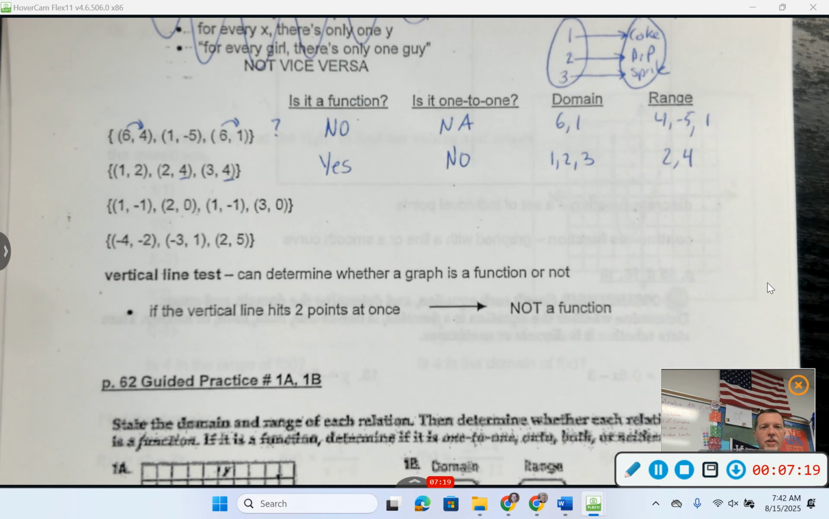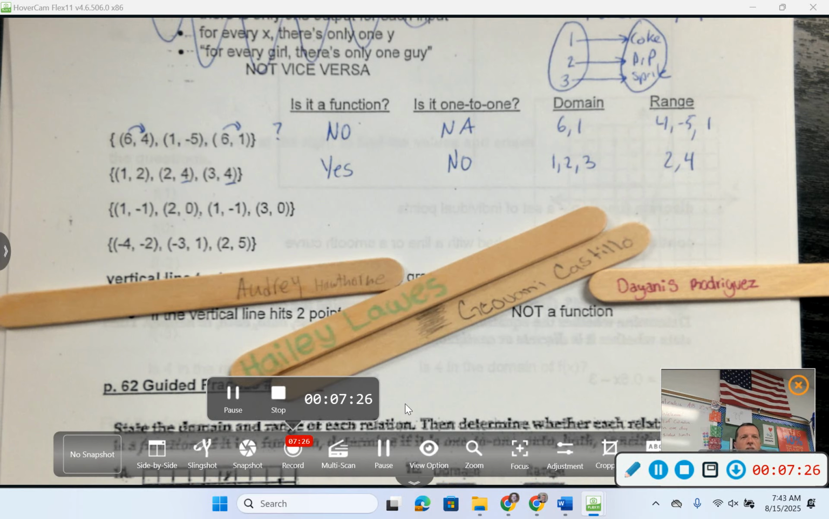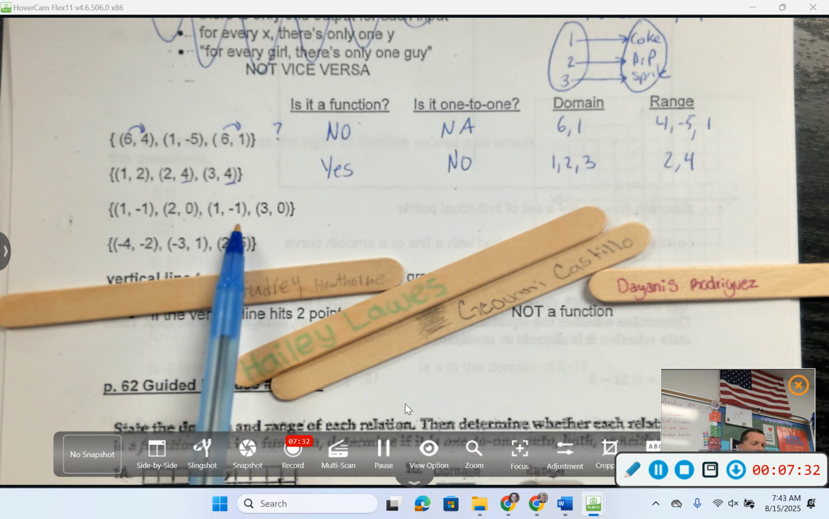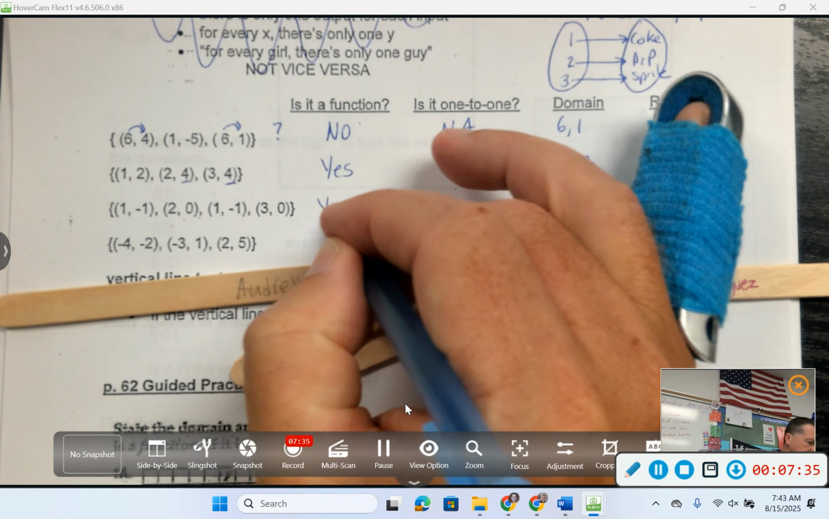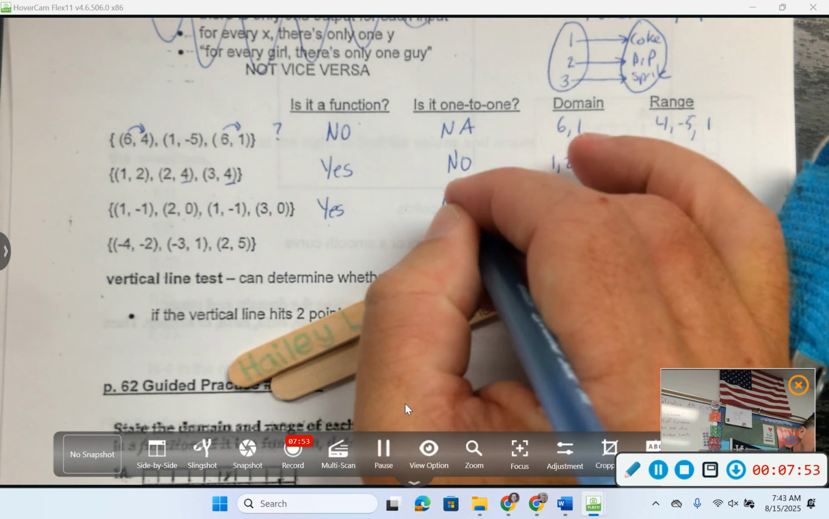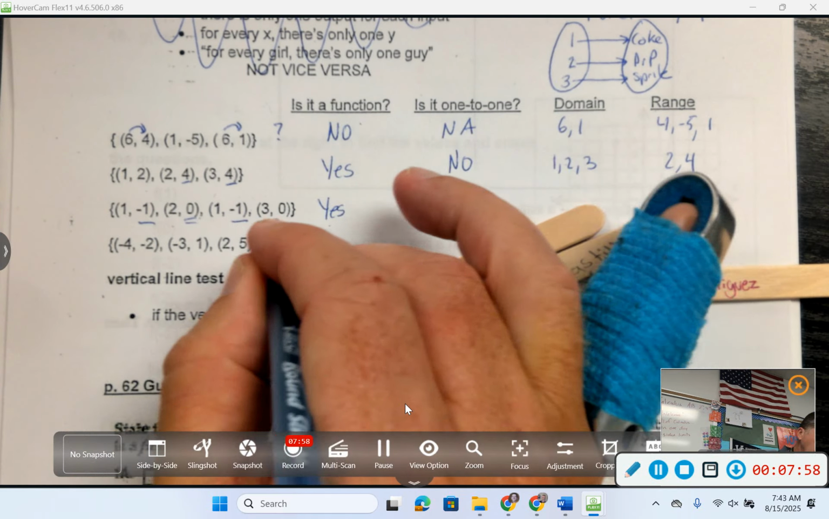All right, you try those next two. All right, Audrey, how about that third one? Is that a function? Yes, it is. Haley, is it one-to-one? No, why not? Yep, there's 2 -1s. Oh, there's also 2 zeros, but what you said was also correct.